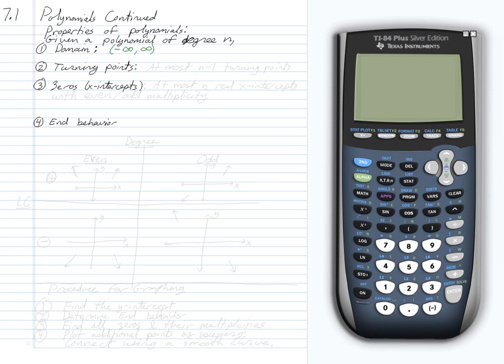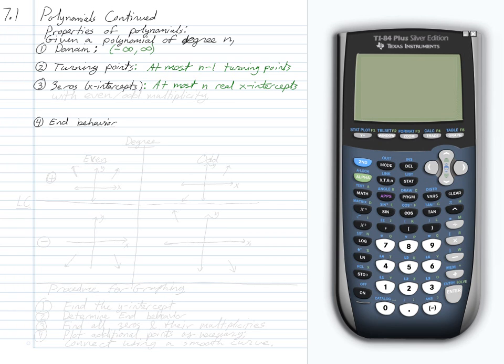In talking about features of graphs, we've mentioned turning points before. Remember, those are local maxima or minima. Now, a polynomial of degree n will have at most n minus 1 turning points. And we've already said that this hypothetical polynomial of degree n will have at most n real intercepts. And it could have less.